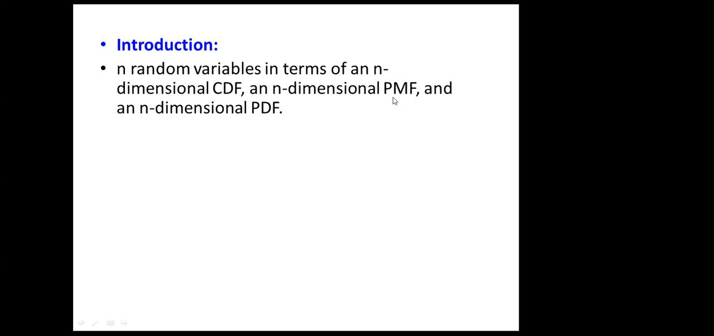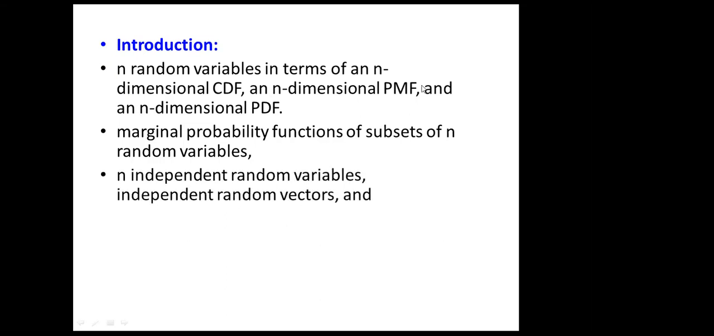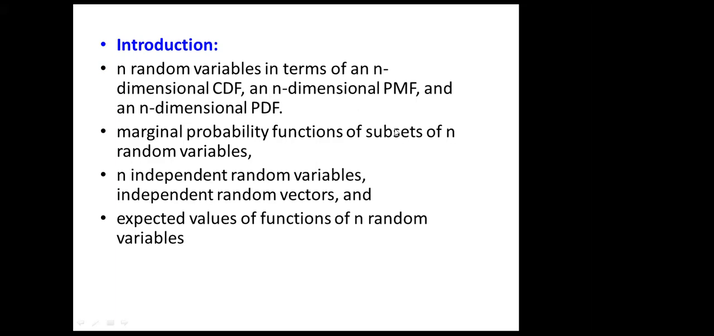So we are talking about n random variables in terms of n-dimensional CDF, n-dimensional PMF, and n-dimensional PDF. And then the marginal probability functions of subsets of n random variables. The marginal probability also can be found like this. Then n independent random variables, independent random vectors, and expected values of functions of random variables. So we will see all these things. And then covariance matrix and correlation matrix.